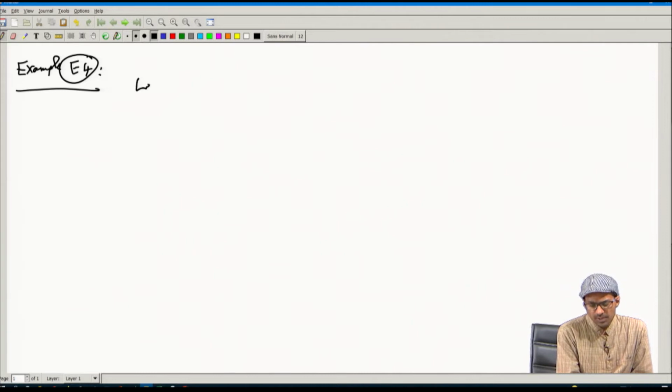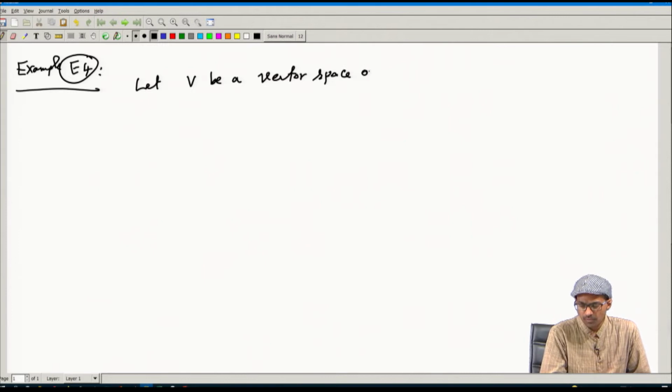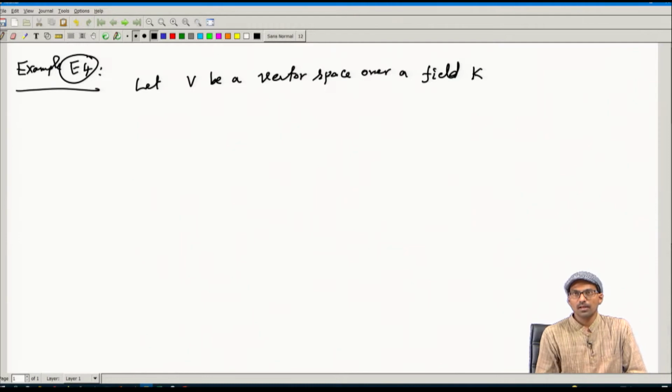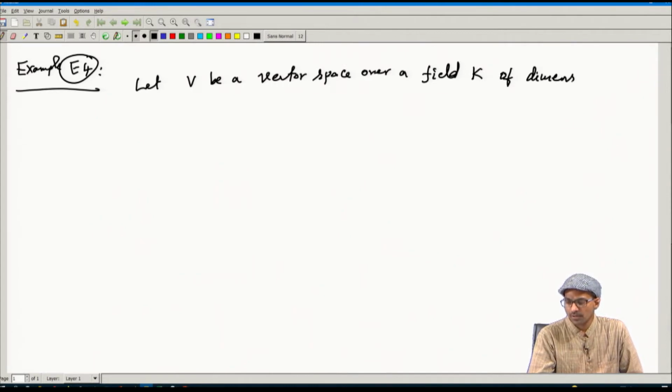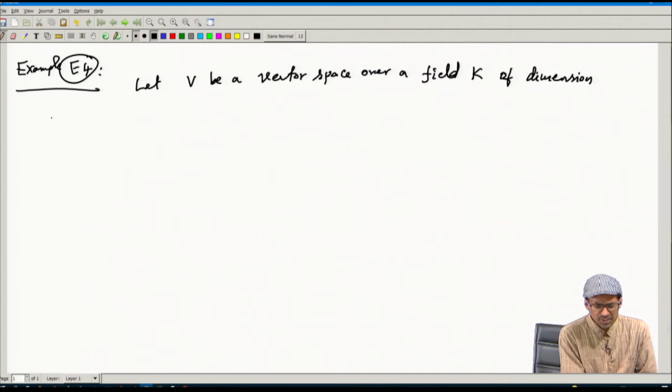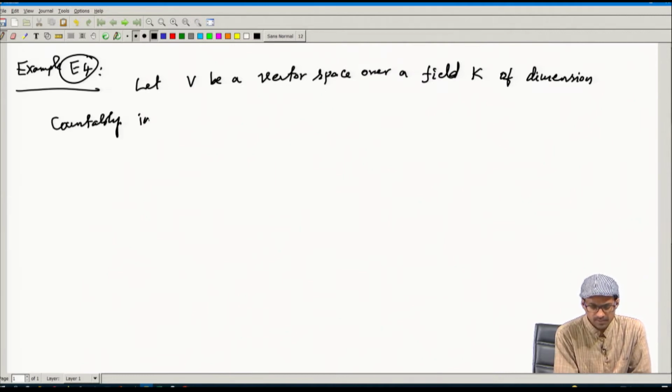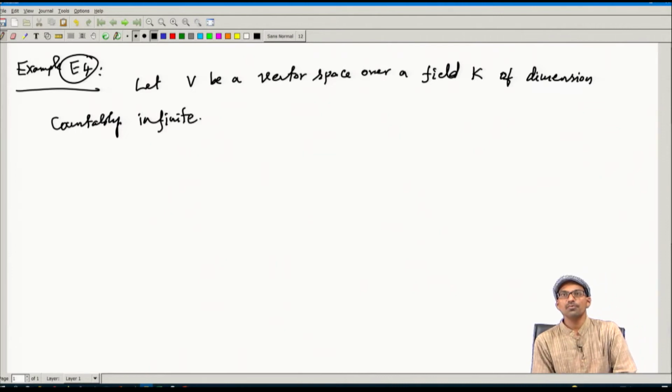Let V be a vector space over a field K, of dimension countably infinite. Every vector space has a dimension, which is the cardinality of a basis. So, a countably infinite dimensional vector space V is what I started with.